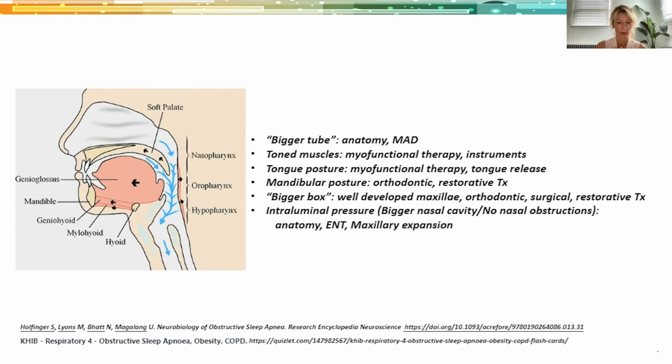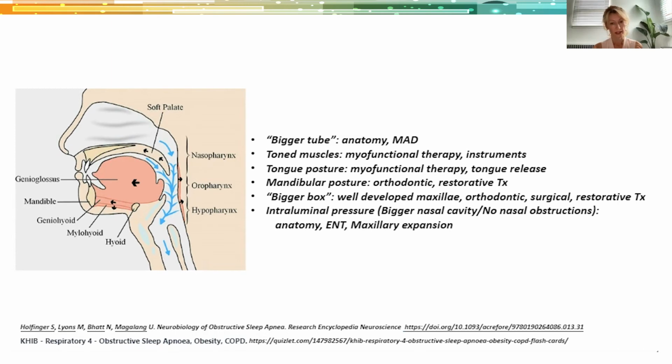Now, talking about the pressure in that area of our airway, it's important to mention that any nasal obstruction, or anything in the nasal cavity that would interfere with the proper flow, would also cause the pressure in the pharynx to become more negative. So it creates a suction and the pharynx collapses. So looking at the nasal cavity, working with the ENT doctors is also very important.